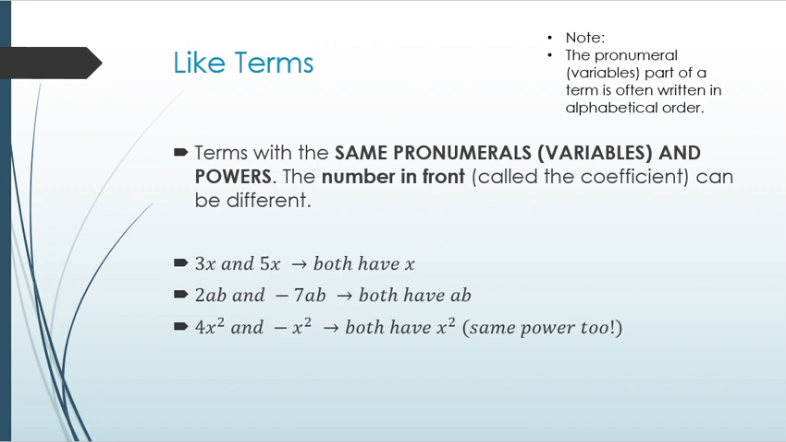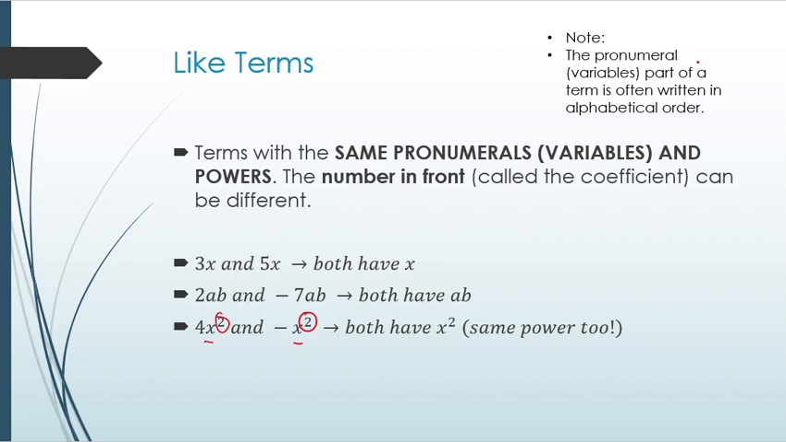Now I have 4x squared and negative x squared. The answer is yes, they are like terms because they both have x squared, okay? They both have x squared. That's the important thing. So they may have the same letter, yes, but they also have the same power, okay?